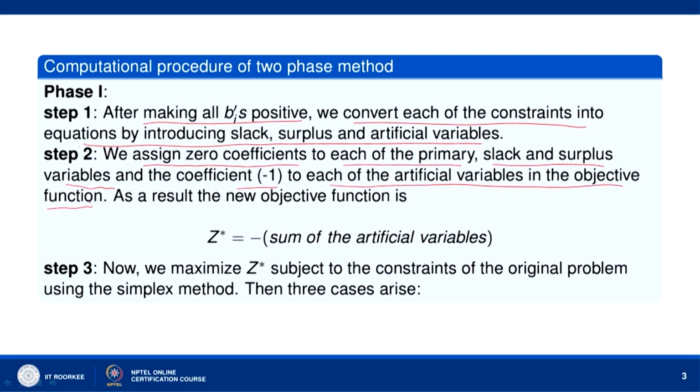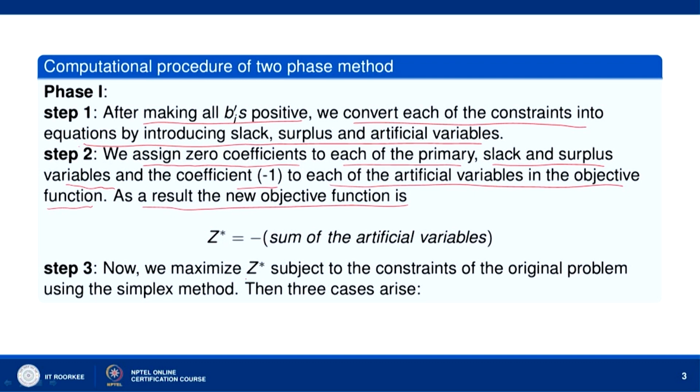In this method, artificial variables are assigned the value -1. Each coefficient of the artificial variable is taken as -1. As a result, the new objective function is of the form z star equal to minus sum of artificial variables, because primary, slack and surplus variables are assigned 0 coefficients, but the artificial variables are assigned coefficient -1. So when you write the new objective function, say z star, it will be minus sum of artificial variables.